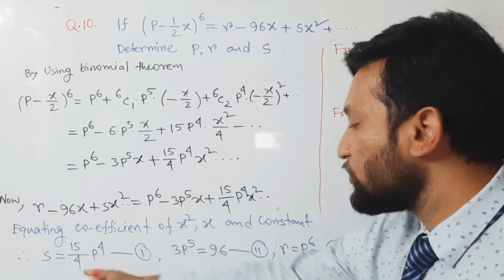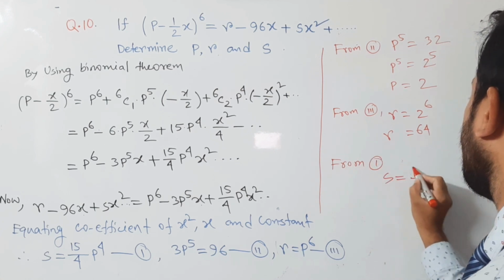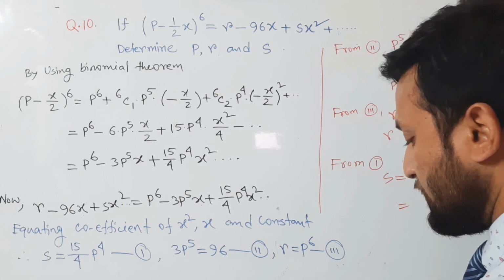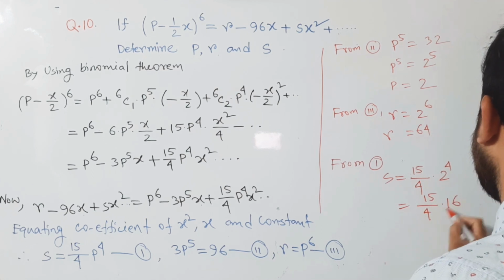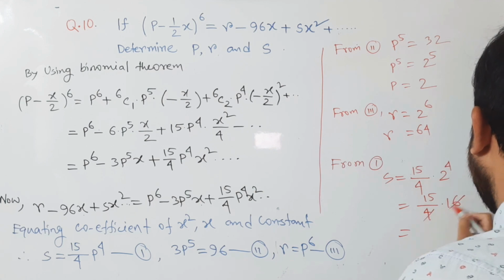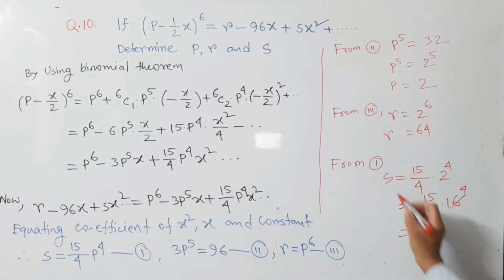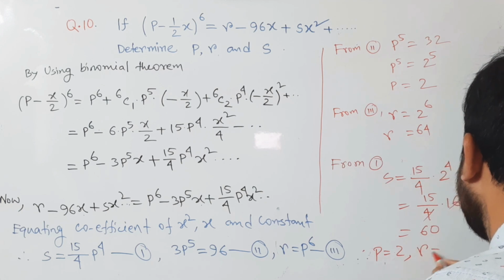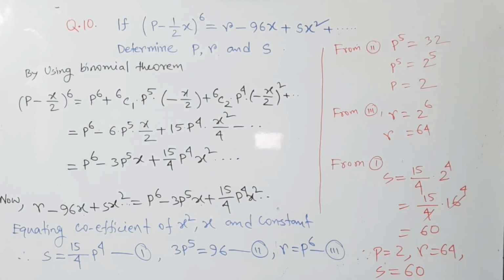Now again putting the value of p in equation 1, from 1 we can write s equal 15 by 4 into p to the power 4. That means 2 to the power 4, which is 16. So we can write 15 by 4 into 16. So the answer is 4 into 15, that means 60. So the values are p equal to 2, r equal to 64 and s equal to 60. Okay, here see that p is 2, r is 64 and s is 60.